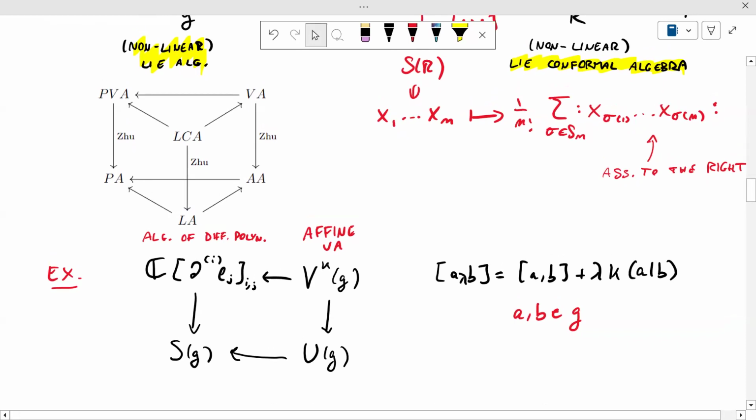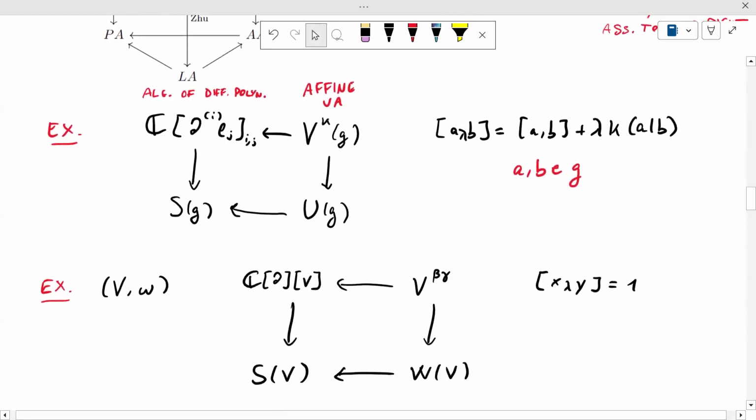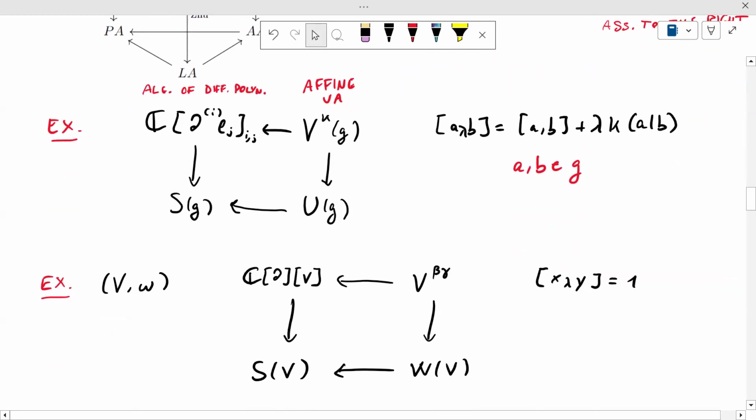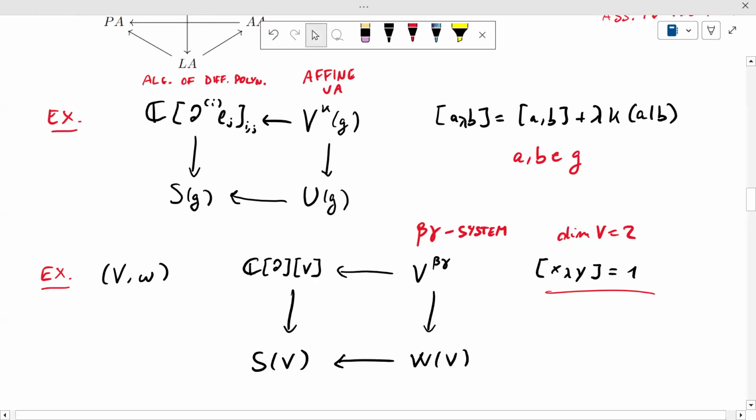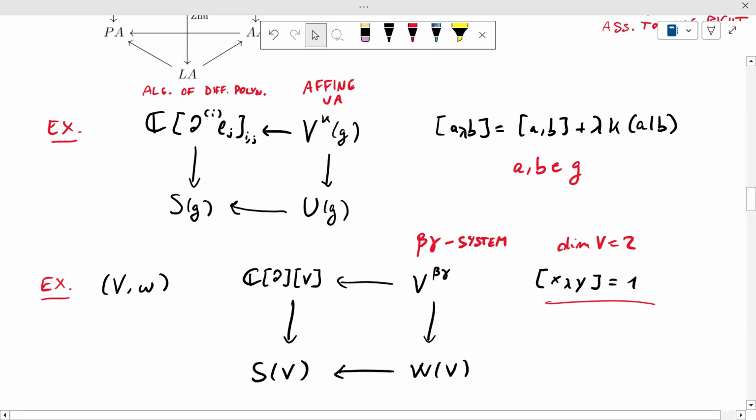Okay. And for the symplectic vector space, the Weil algebra, the chiralization is, as spoiled before, a beta gamma system. So in the case with dimension of V equal to 2, it's the algebra freely generated, for example, by x and y with this relation here, this lambda bracket here. And again, here, the Poisson vertex algebra is an algebra of differential polynomials.